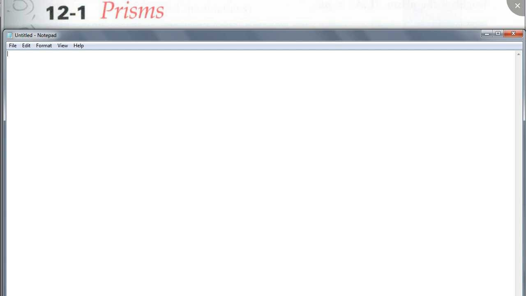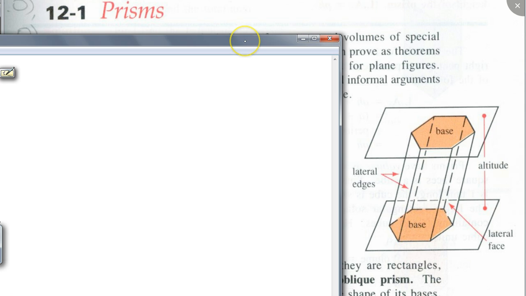Not only that, what do you know about these bases? They are congruent, and they're also parallel. You're correct. By the way, that's actually the definition of a prism. But here's a picture of a prism.